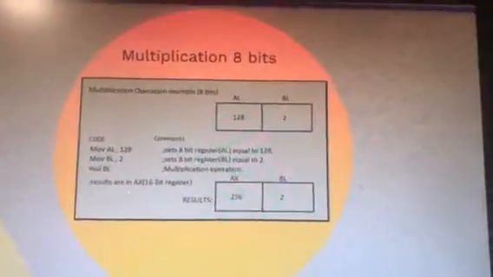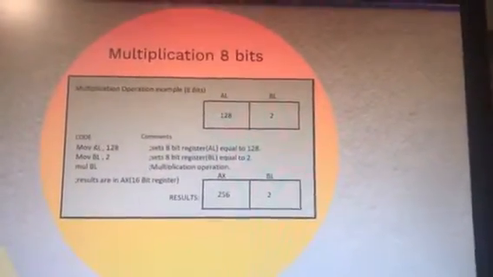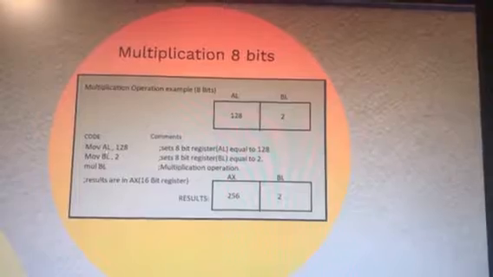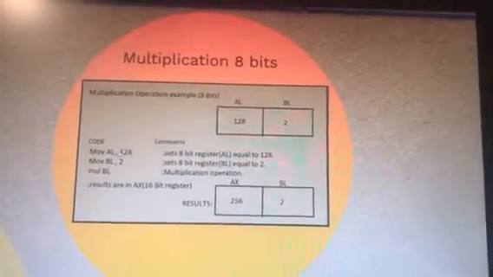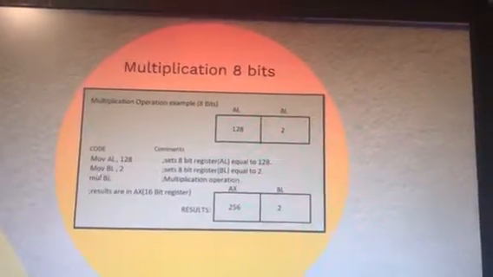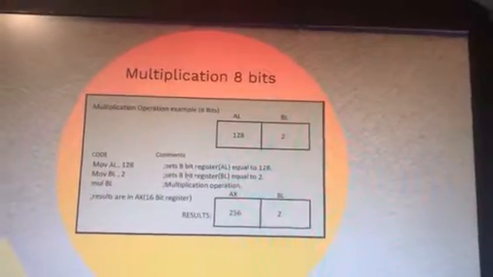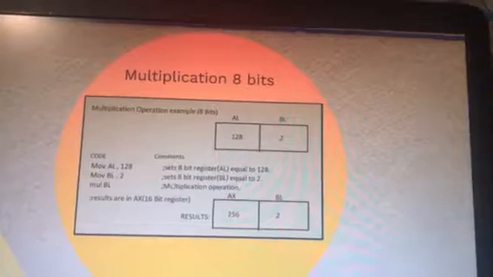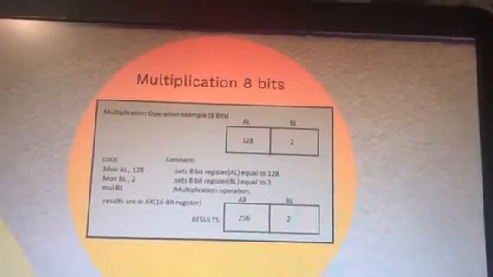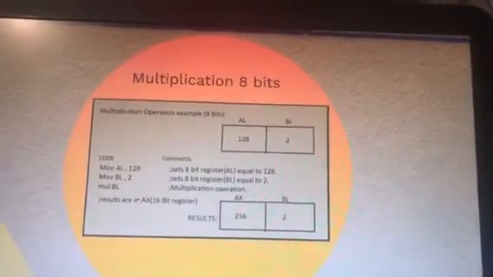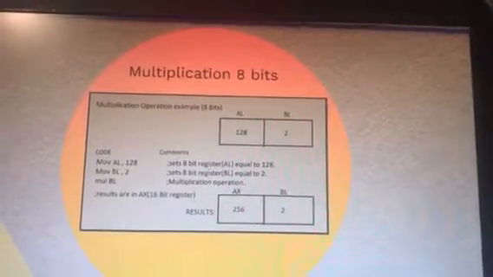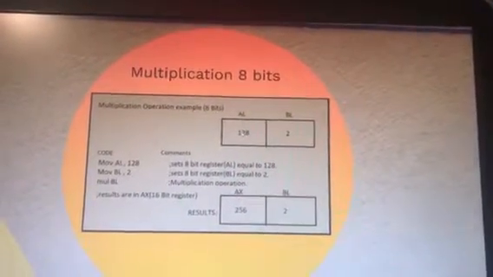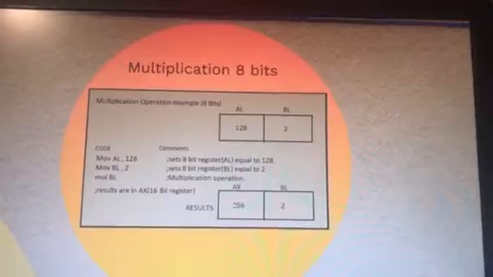An example of 8 bits would be this code: mov AL, which is an 8-bit register, passing in the value 128, mov BL, which is an 8-bit register, passing in a value of 2. We have our multiplication operation, mul BL, and the result is in AX, a 16-bit register. Here we go, 128 times 2 gives you 256.